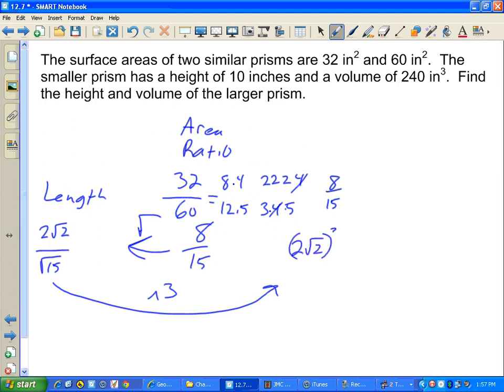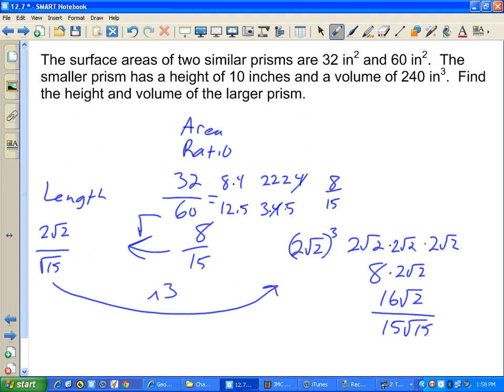So that would give me 2 square root of 2 cubed, which is the same as 2 square root of 2 times 2 square root of 2 times 2 square root of 2. Well, I know that 2 square root of 2 squared is 8, because that's what I started with. And we'll multiply that by 2 square root of 2, so I get 16 square root of 2. When I square the square root of 15, I get back to 15, but then I still need another square root of 15, because I'm taking 3 of them. So this is 15 square root of 15. This would be my volume ratio.